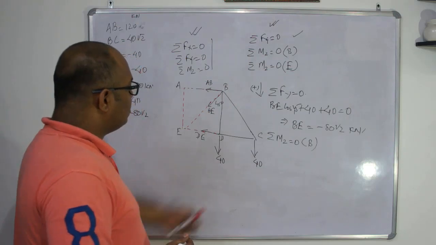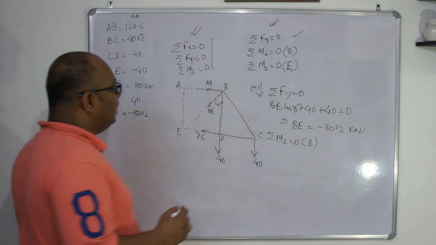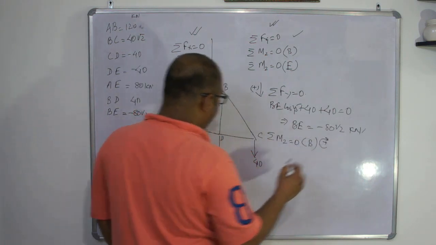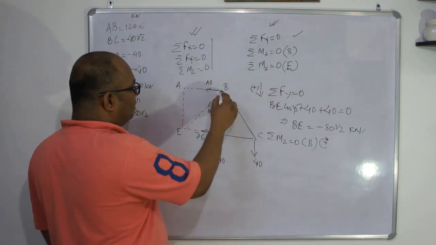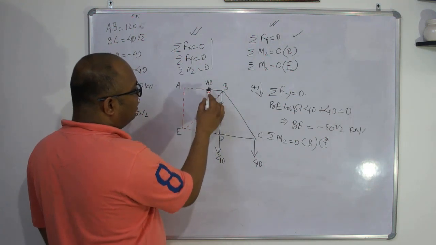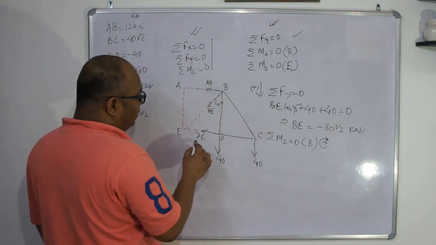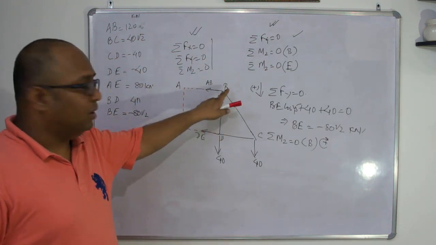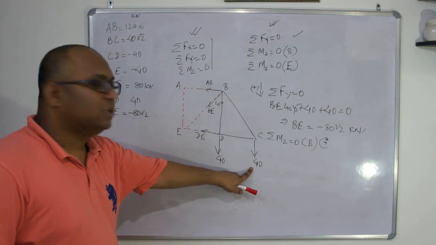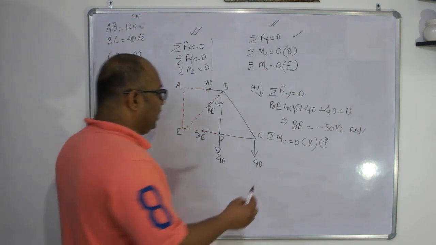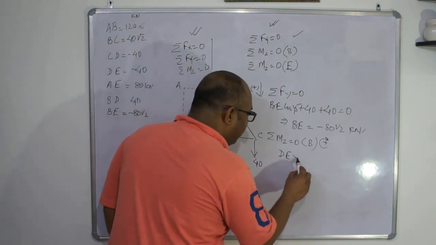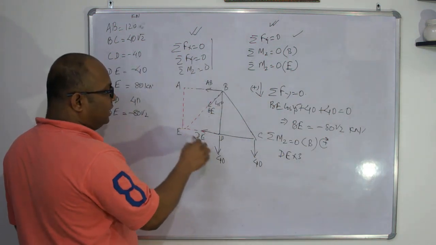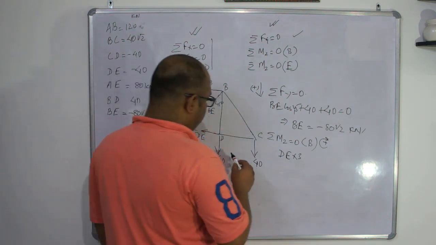So summation Mz equals to 0, taking moment of all the force about B. So what will I get? I am assuming clockwise as positive. So this 40 is passing through B, BE is passing through B, AB is passing through B. So only DE and this 40 are not passing through B. So only these two forces will come in my equation. So DE multiplied by 3. See, this height is 3. Okay? The force DE multiplied by 3.